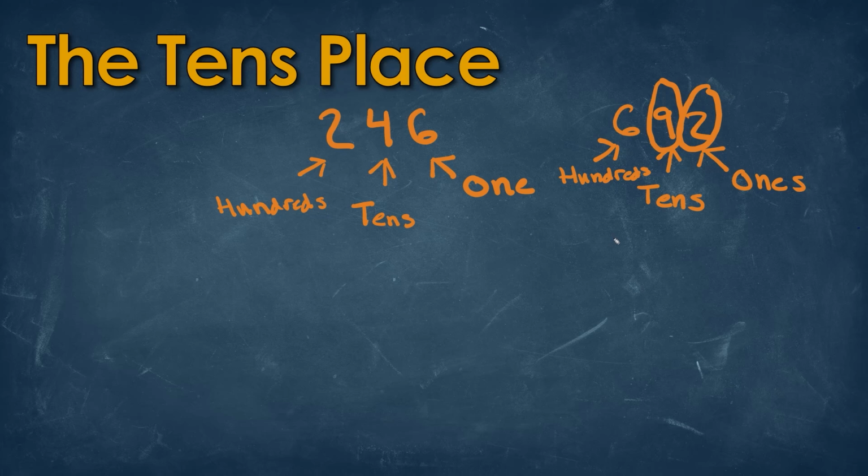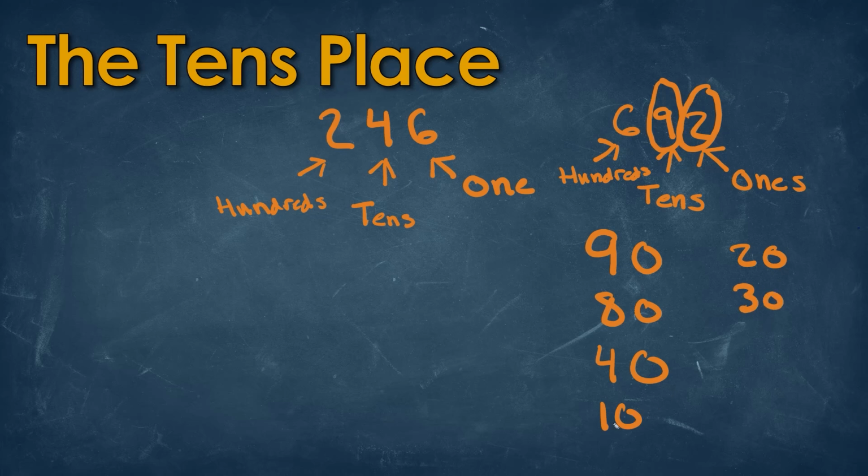And so what we're trying to do is change the value to say 90, say 80, say 40, say 10, or say 20, 30, any number between 10 and 90 where we have a 0 in the ones place and a number other than 0 in the tens. Okay, so let's try an example of this.